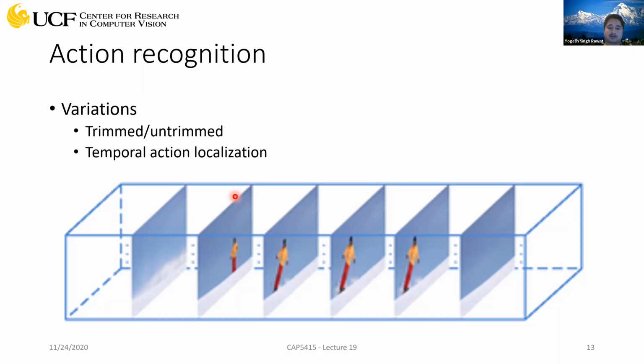Now, why is that important? This is important because when you have to classify what action is being performed in this video, you just take that trimmed video and classify it. All right, so that's the trimmed case, the first one.